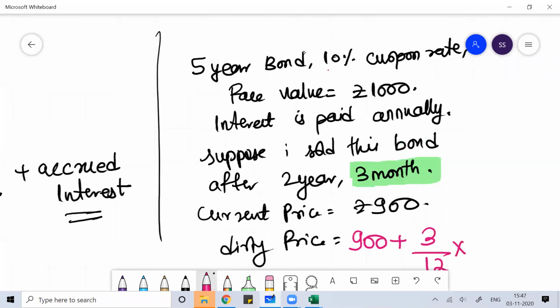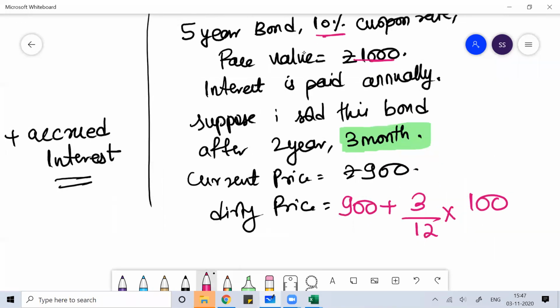What is the coupon? Suppose 10% of 1,000. So the coupon is 100 rupees. So he should get that value because he has stayed invested for the additional 3 months. The 100 rupees coupon, what the other investor will get after the end of the third year, the other person should not get 100 rupees. He should get less than 100 rupees because the other person has invested only for 9 months, and this person continued the investment after 2 years. He continued 3 months further, so he should get some value for that 3 months.